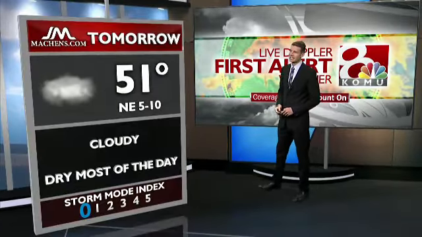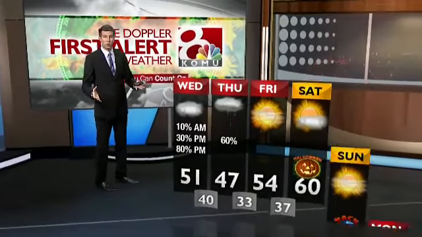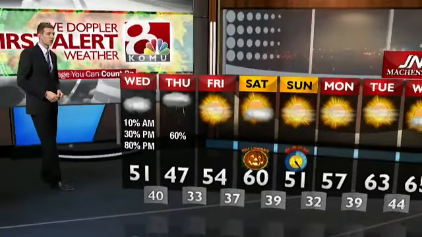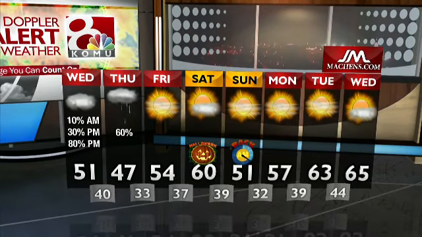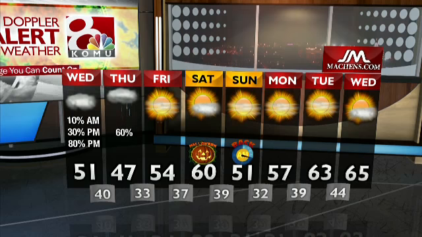34 for your low temperature tonight with north winds 3 to 5 miles per hour. Tomorrow we're at 51 for that high temperature with northeast winds 5 to 10. And then our temperatures are going to cool a little bit on Thursday thanks to that rainfall, but we're at 47, above freezing. We're not expecting any more winter weather this week. And then 54 on Friday, 60 on Saturday, a seasonal one on Halloween, cooling on Sunday to 51, and then we'll be back to seasonal conditions for early November.